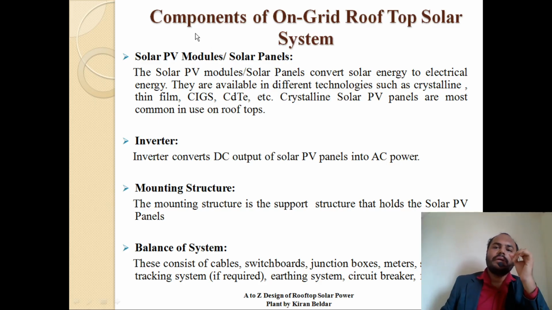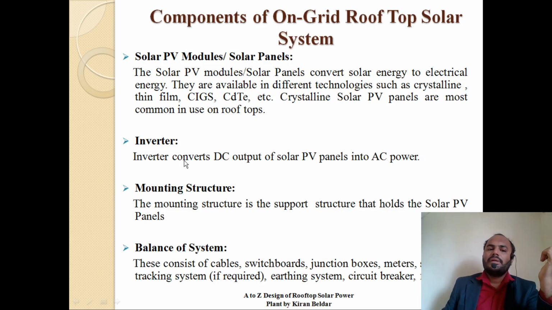Components of an on-grid rooftop solar system. One by one we see the basic components of a solar system. Solar PV modules, solar panels. The solar PV modules convert solar energy to electrical energy. They are available in different technologies such as crystalline, thin film, CIGS, CdTe, etc. Crystalline solar PV panels are most commonly used in rooftop solar systems.